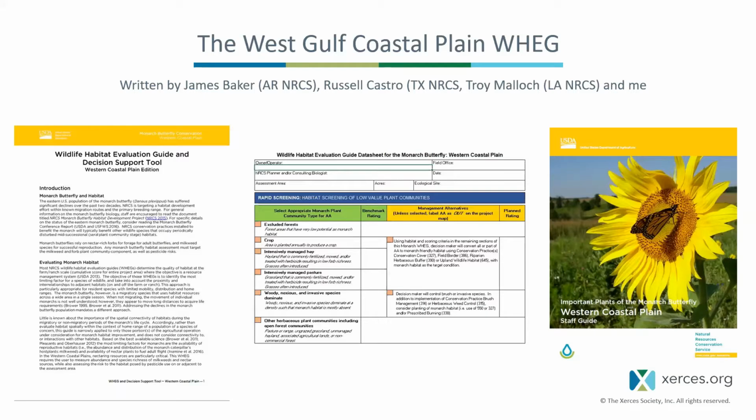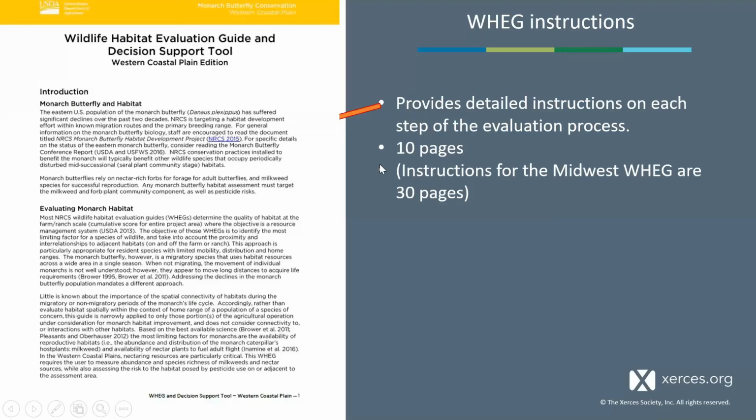So the WHEG instructions is a 10-page document providing detailed instructions on each step of the habitat evaluation process. It goes through every little detail of it. 10 pages is a lot to read, but it's a lot better than what the people in the Midwest are subject to. Their instructions are 30 pages long.